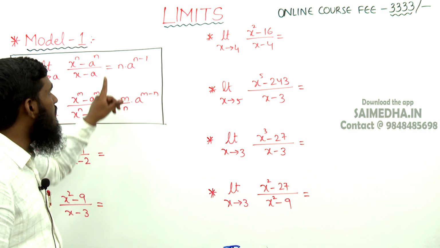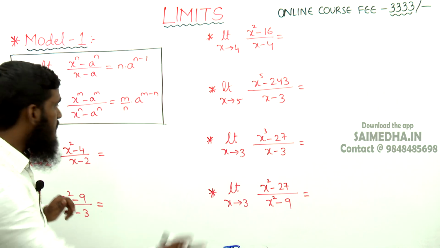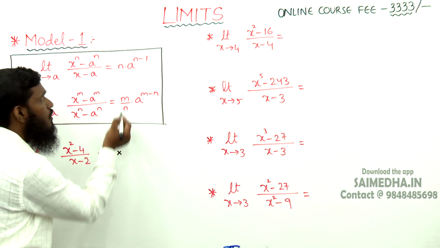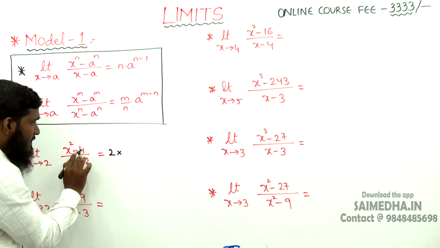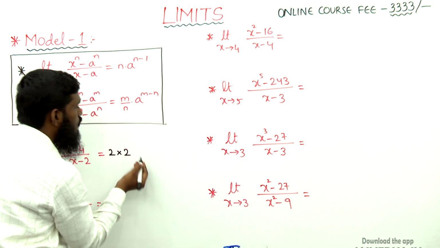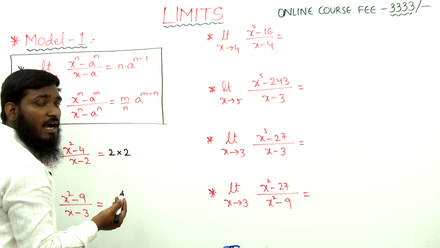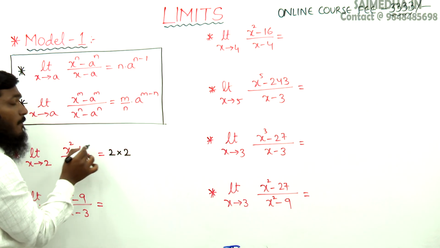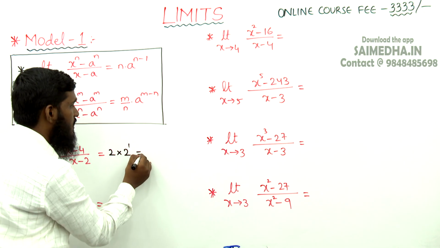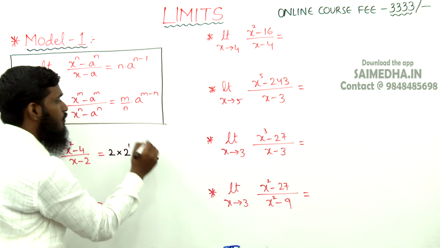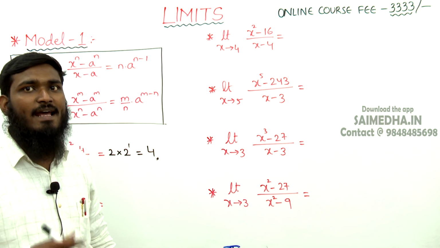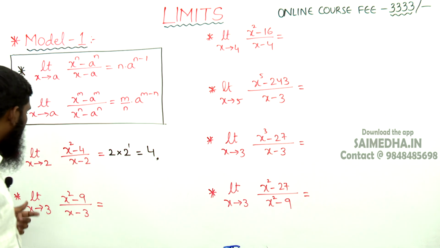What is the shortcut formula? n into a power n minus 1. What is the n value we have? 2. So we have written 2 over here. 2 into what is the a value now? After writing this part as 2 square, the a value becomes 2 again. So 2 power n minus 1, again n minus 1 means 2 minus 1, which equals 1 itself. So 2 twos will become 4. That's it. So we are using this formula n into a power n minus 1 and directly writing the answers. Now let us see the next question.